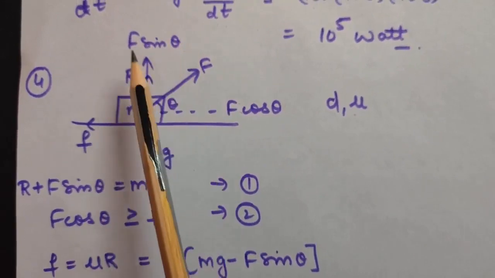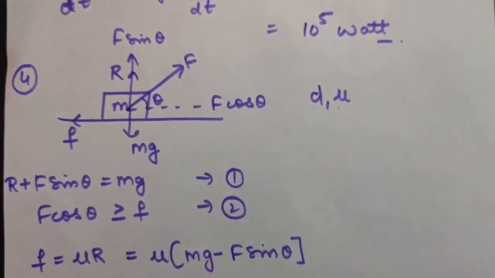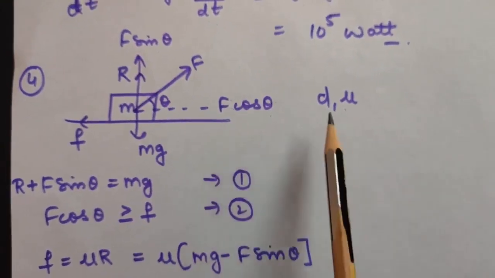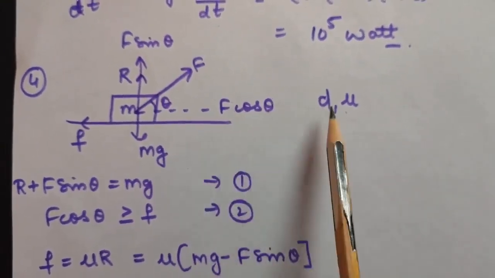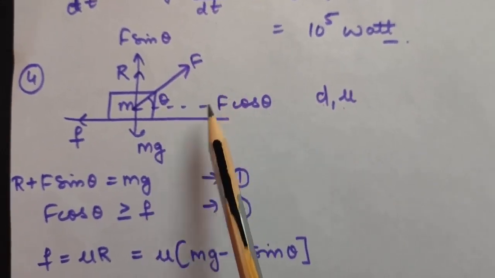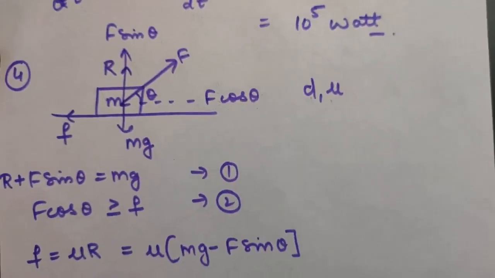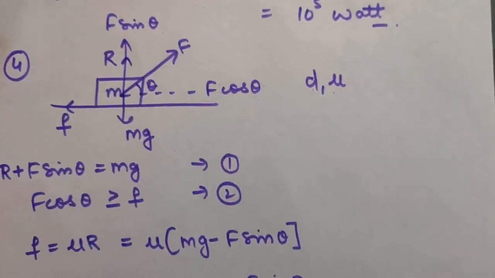So work done by F sin theta will be 0. There will be only work done by F cos theta. So work done will be force into displacement, that is F cos theta into d. But for that we have to calculate the value of F, because F is not given in the question. So we have to calculate the value of F. For that we will be forming equations of motion.